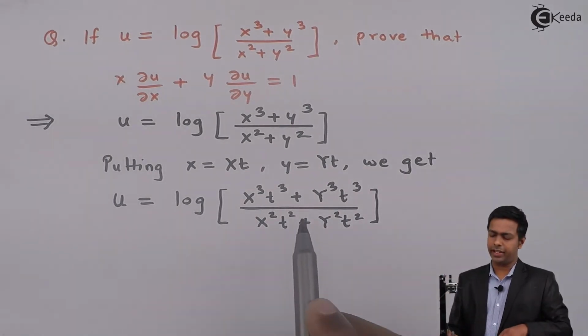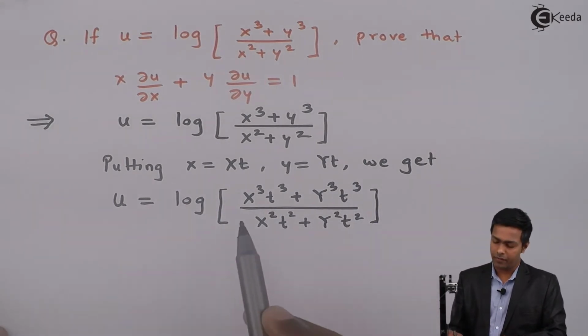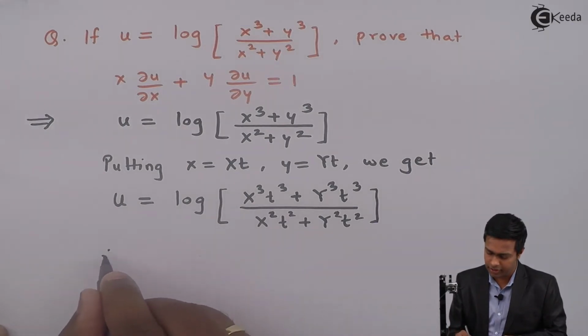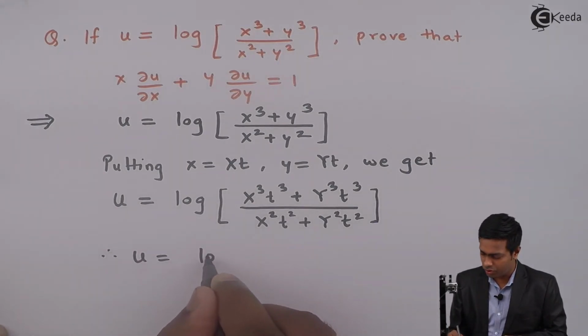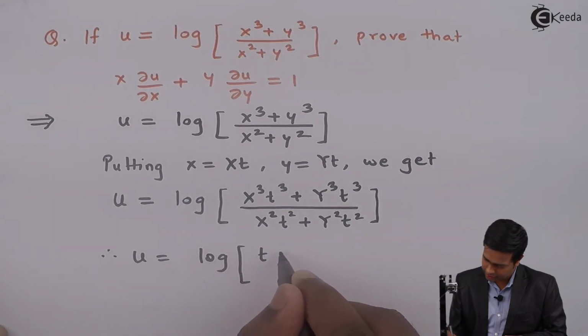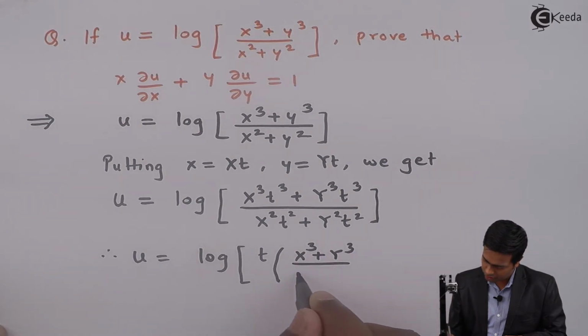Now we can take t cube common from the numerator and t square common from the denominator, and when it cancels with each other, we'll get t extra in the numerator. So we'll get u equal to log of t into (x cube plus y cube) upon (x square plus y square).